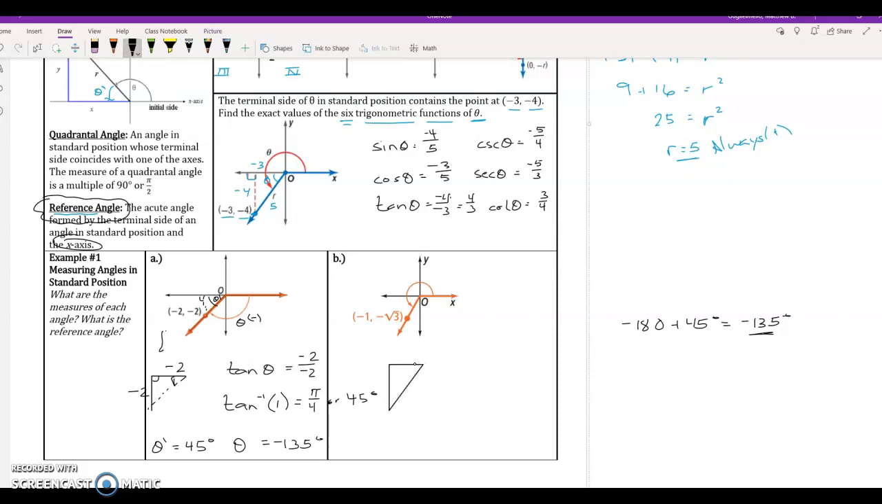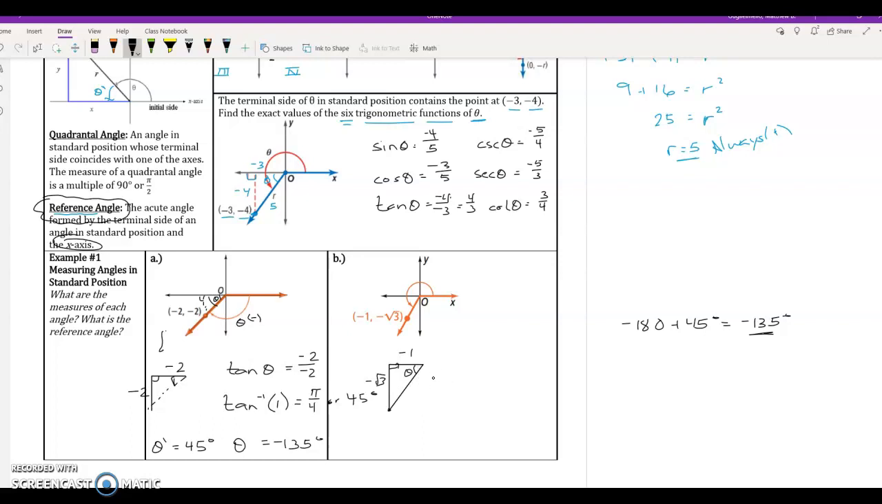And this time, I'm not 100% sure what this angle is, but I know that the two sides here, this side is x coordinate of negative 1, and this y coordinate of negative square root of 3. And then here, again, is my reference angle. Your reference angle is always the one touching the origin, so it would never be down here. Okay, this is that point, negative 1, negative square root of 3, but your reference angle is up here.